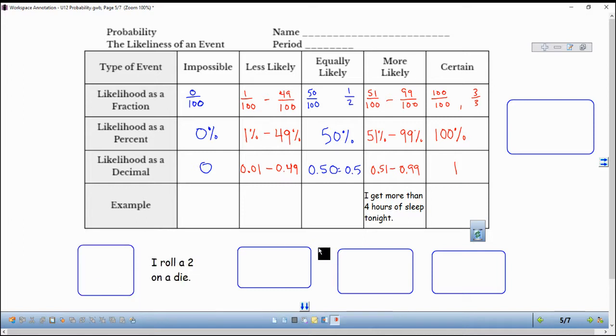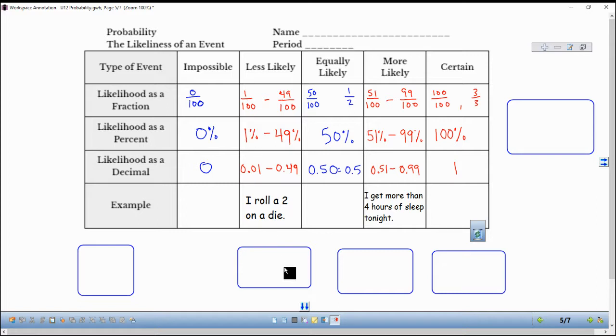I roll a 2 on a die, so it's like a dice. It's not impossible. You can get a 2 on a die. It's also not equally likely because there are 5 other numbers, so it's actually less likely that's going to happen. It's more likely that the other 5 numbers are going to happen. So we'll put that under less likely.